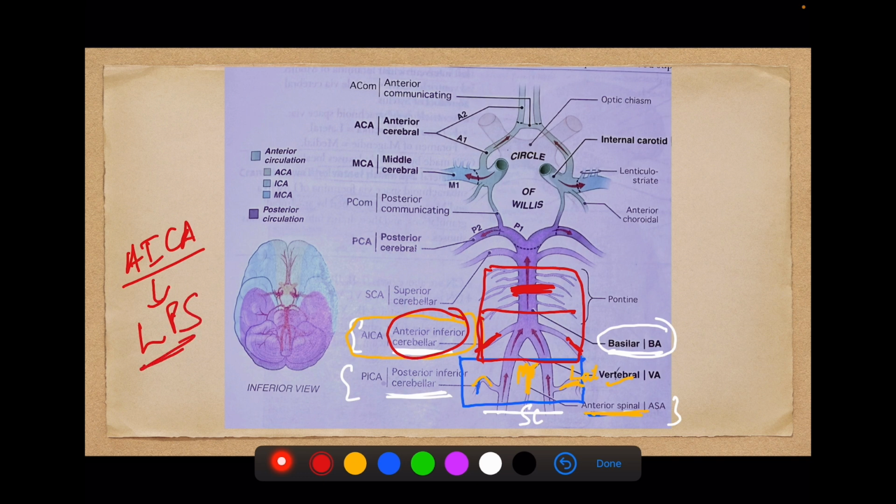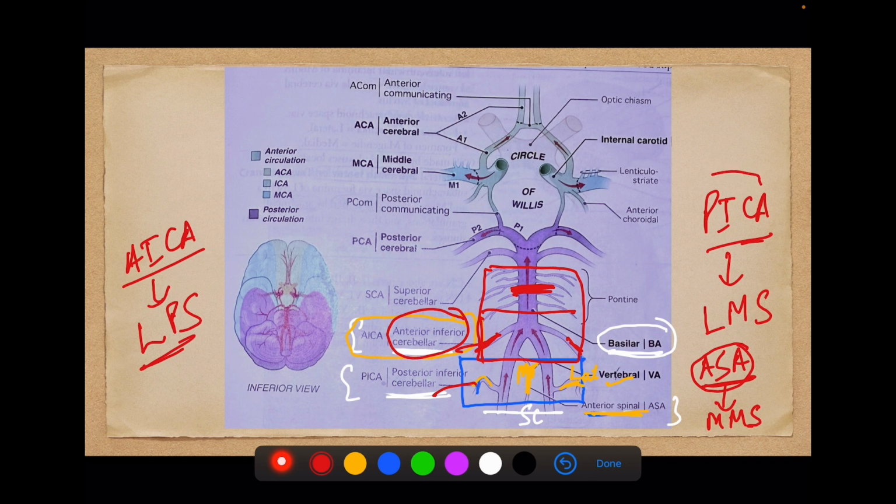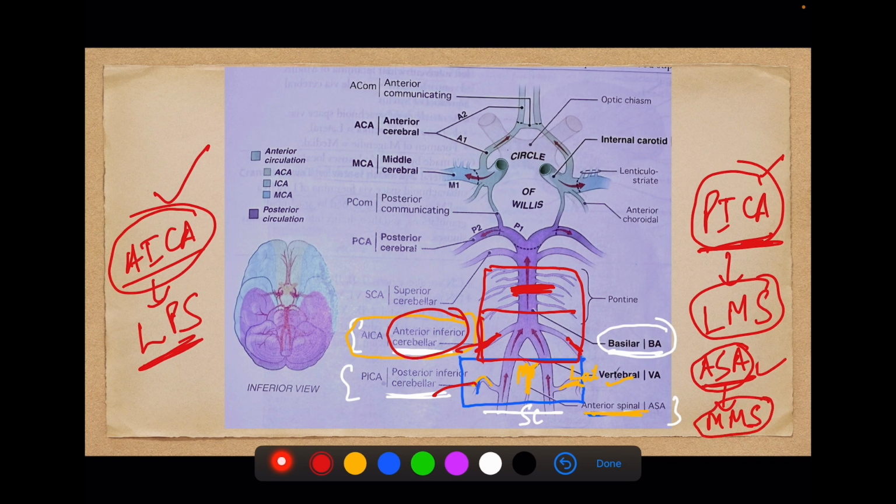Okay. Similarly, the posterior inferior cerebellar artery lesion will result in lateral medullary syndrome, because they are mainly supplying the lateral aspect, and a lesion in the anterior spinal artery results in medial medullary syndrome. These three things are very important, and most of the questions are based around them: anterior inferior cerebellar artery, lateral pontine; posterior inferior cerebellar artery, lateral medullary syndrome; anterior spinal artery, medial medullary syndrome. Now we will discuss the symptoms, which collection of symptoms is known as lateral medullary syndrome or medial medullary syndrome, in the coming slides.